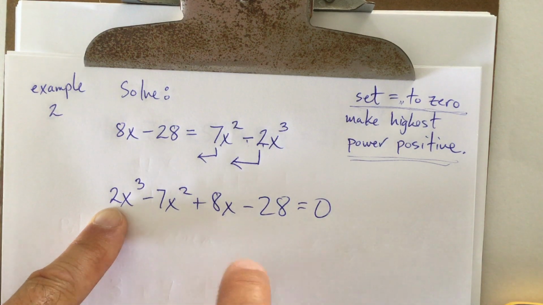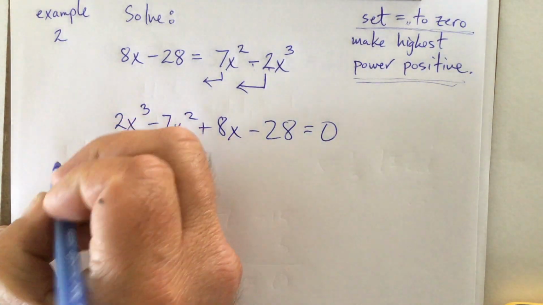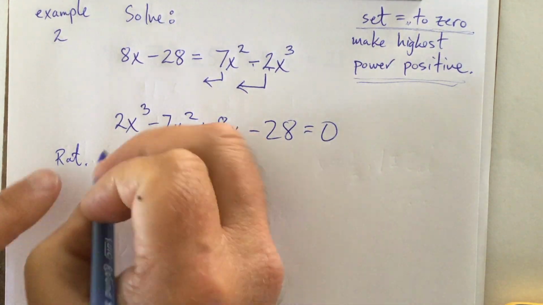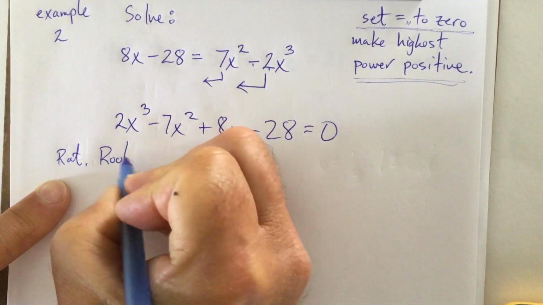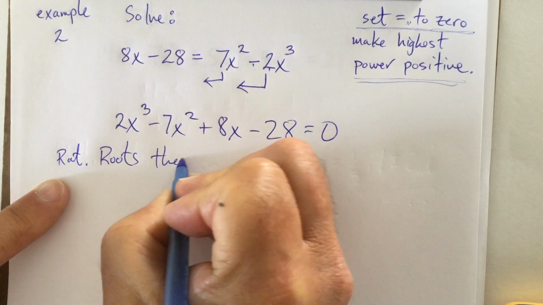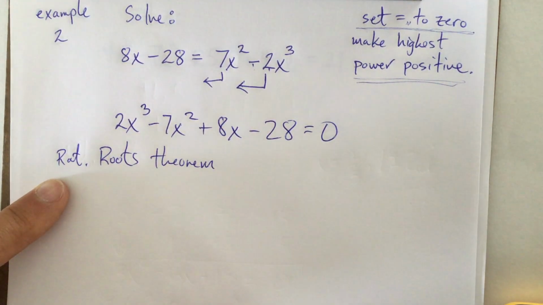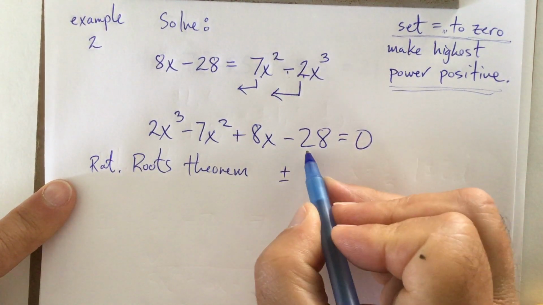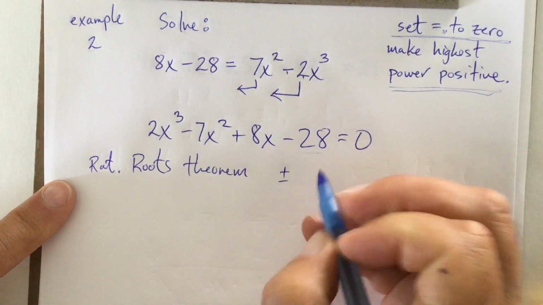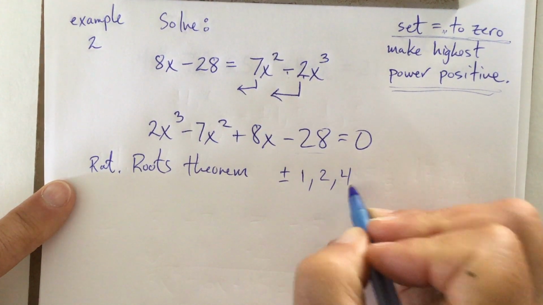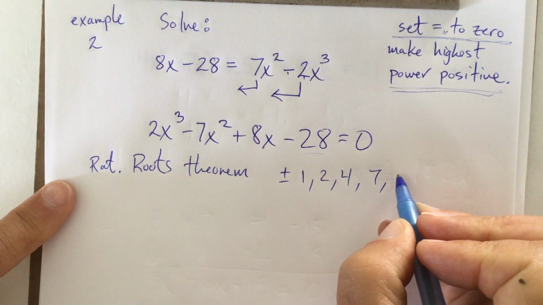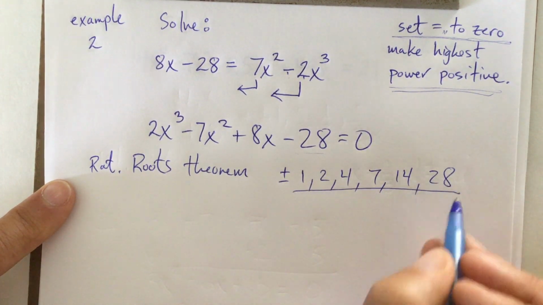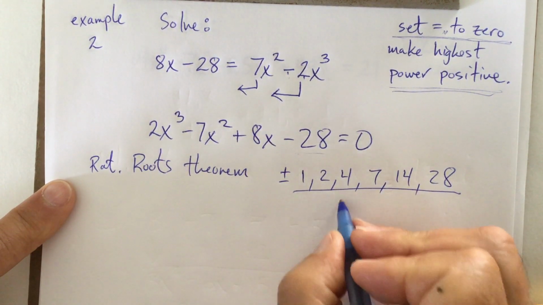So my first step is use the rational roots theorem to give myself a starting place. Plus or minus, what goes into 28? 1 does, 2 does, 4 does, 7 does, 14 does, 28 does. Ugh, that's a lot of stuff. What goes into 2? 1 and 2.